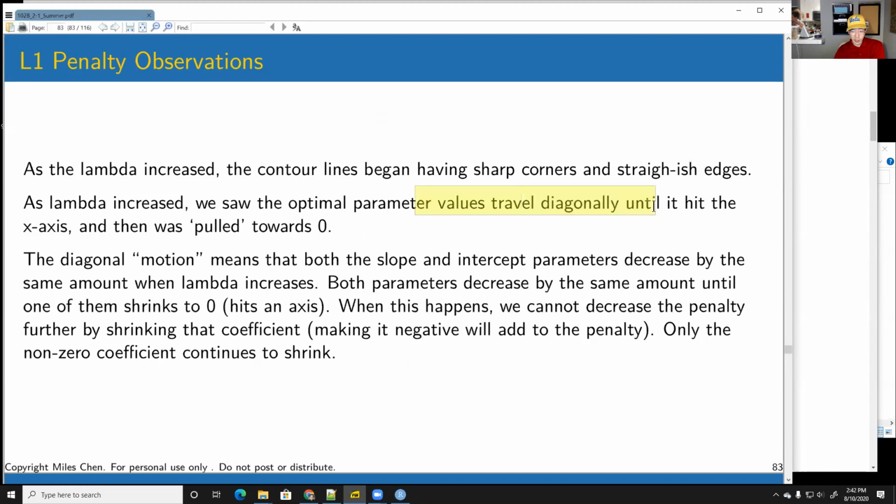You see them travel diagonally, which means that the slope and the intercept, sorry, it should be the W1 and W2 parameters, decrease by the same amount as lambda increases. Both parameters decrease by the same amount until one of them shrinks to 0 or hits an axis, and when that happens, only the non-zero coefficients continue to shrink.